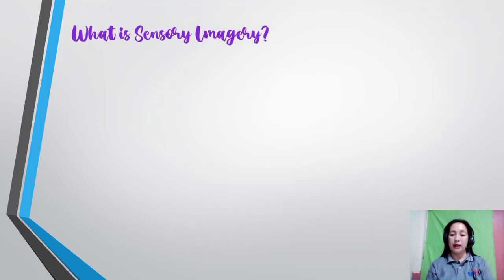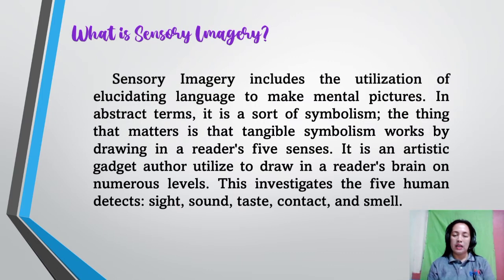Let us now go to your sensory imagery or imagery in some of your English subjects previously. We call them imagery. So let us discuss what is imagery and how is imagery used in some of our creative writing. Sensory imagery includes the use of descriptive language to make mental pictures. In literary terms, it is a sort of symbolism. What makes it special is that sensory imagery works by drawing in a reader's five senses.